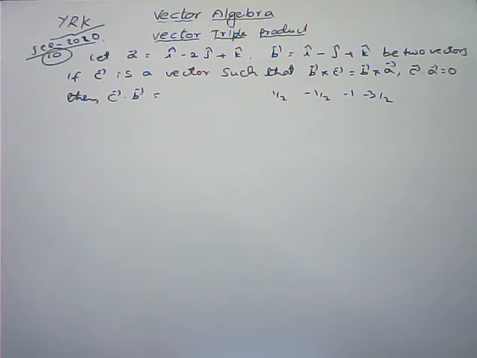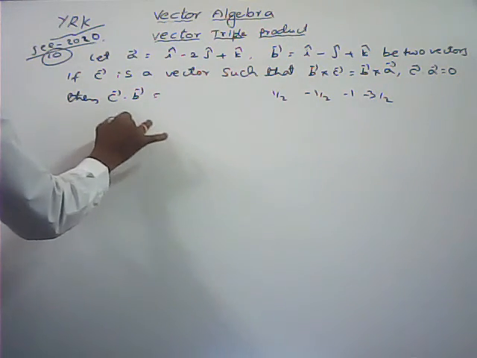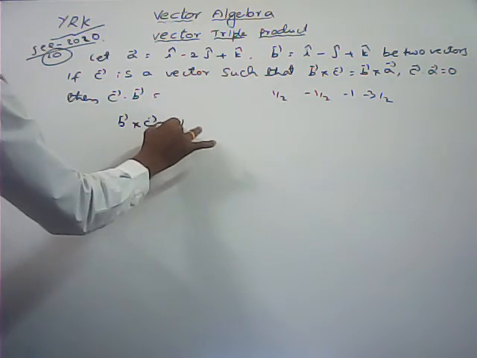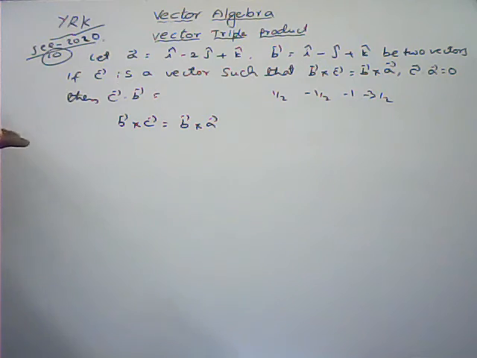Next one, this is also a JEE 2020 question. Let A bar, B bar be two vectors. If C is a vector such that B bar cross C bar equals B bar cross A bar and C bar dot A bar equals 0, then we want the value of C bar dot B bar. Here we will get a scalar only. Now what is the condition given? B bar cross C bar is equal to B bar cross A bar, and C bar dot A bar equals 0 is also given.